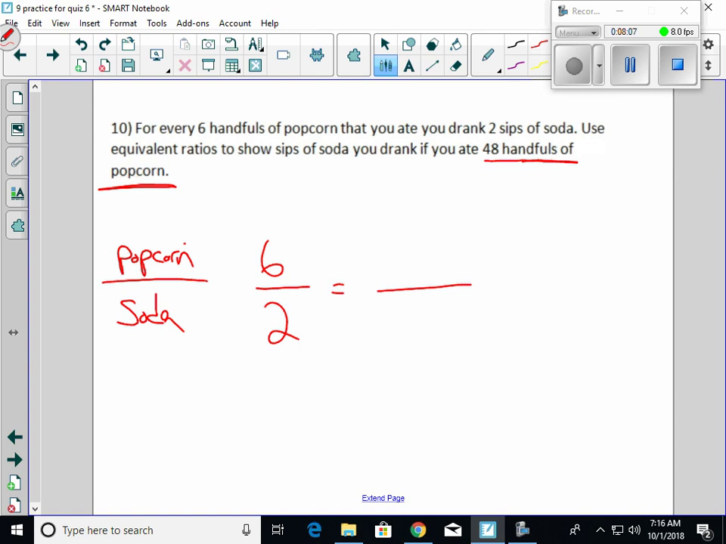Okay, so the popcorn, that 48 is going to be my numerator. That's where we put popcorn, in the numerator. So we're figuring out, how do we turn that 6 into a 48? Well, 6 times 8 is 48. So do the same to the denominator. And 2 times 8 is 16. Okay, so you had 16 sips of soda.